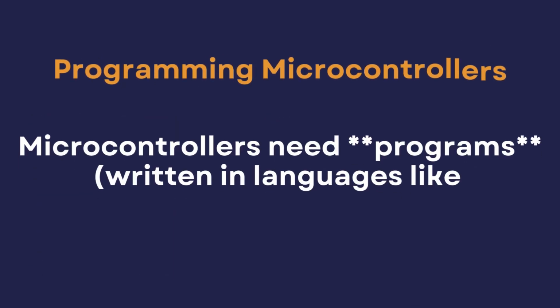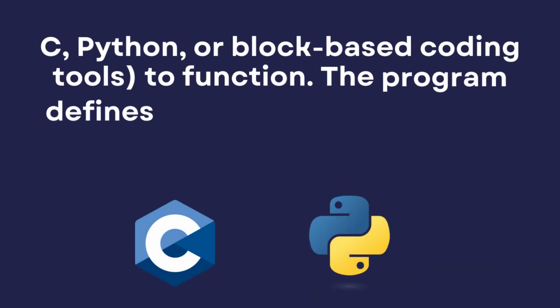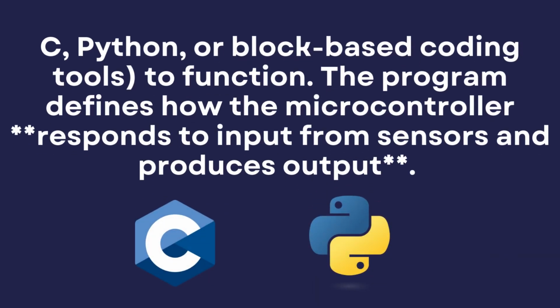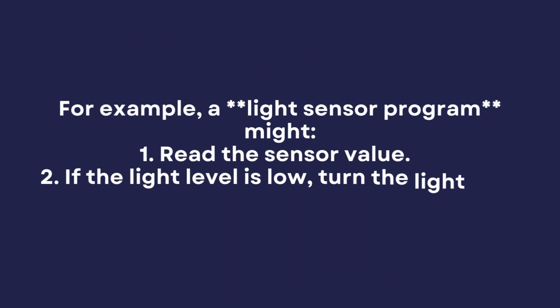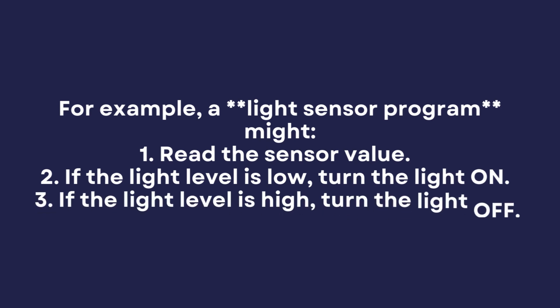Programming microcontrollers. Microcontrollers need programs written in languages like C, Python, or block-based coding tools to function. The program defines how the microcontroller responds to input from sensors and produces output. For example, a light sensor program might read the sensor value. If the light level is low, turn the light on. If the light level is high, turn the light off.